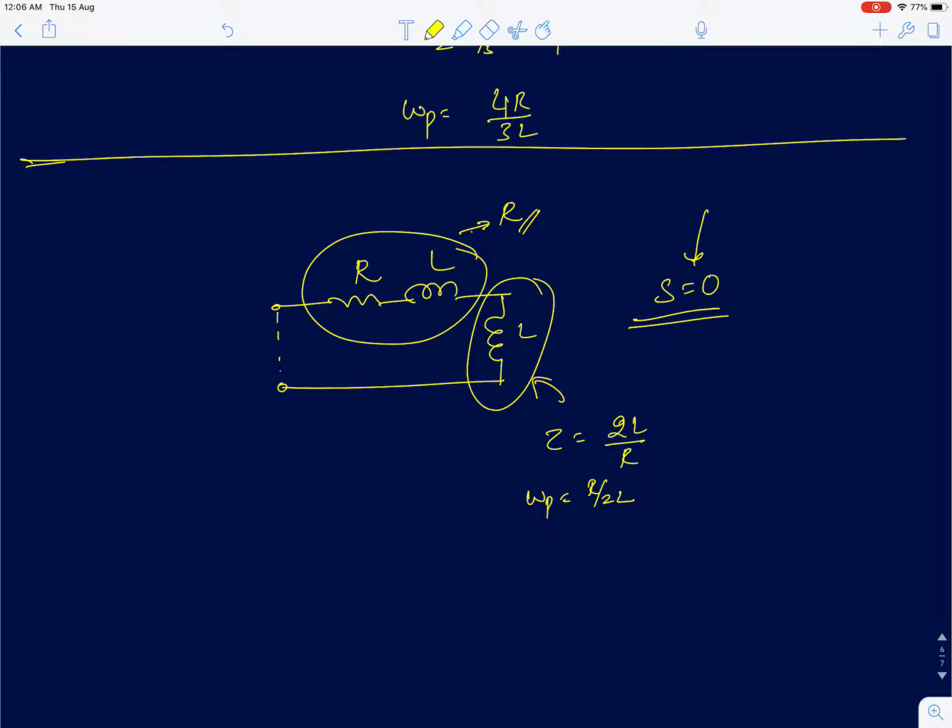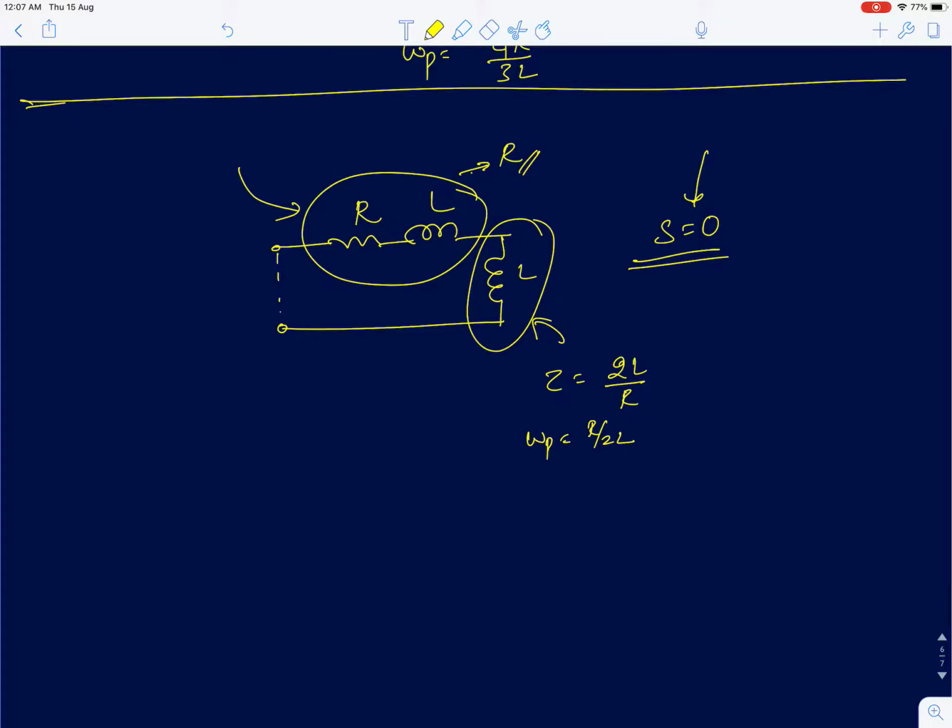Again, the other 0 is when this impedance blows up to infinity. That happens only at omega equal to infinity, so I'll ignore that condition. To write the transfer function, I'll first write S by 1 plus S by omega p, that will be S into 2L by R. Now I'll first define a constant k here. Now we need to find the value of that constant.